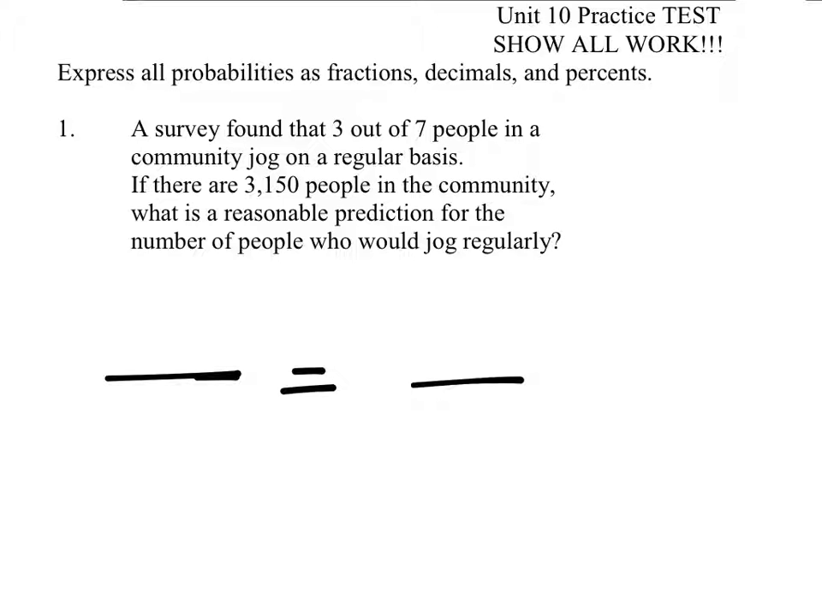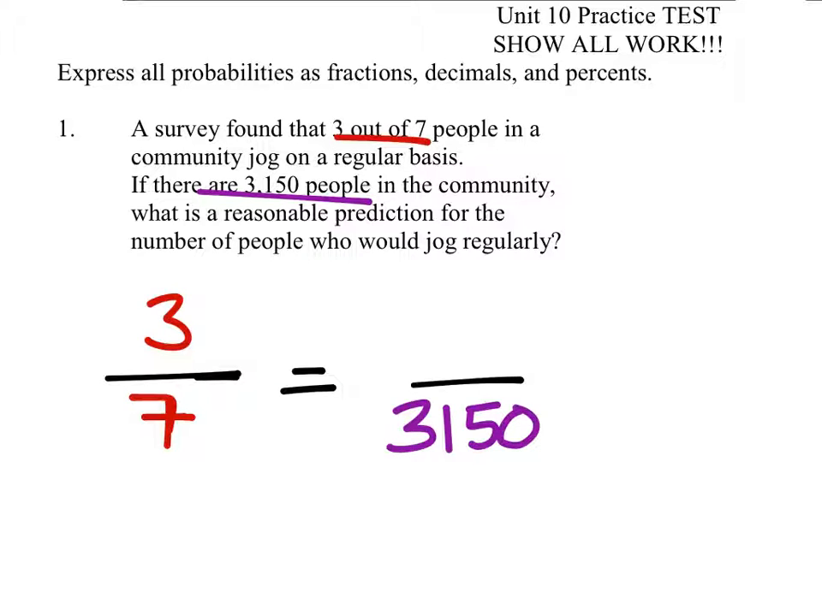Alright, so they start out with 3 out of 7 people. So 3 out of 7 people. Okay. And if there are 3,150 people in the community, then what would be a good prediction for the number of people that jog regularly? So that's the total number of people. And we used to just put an X above that. We could do that now, just if we want.